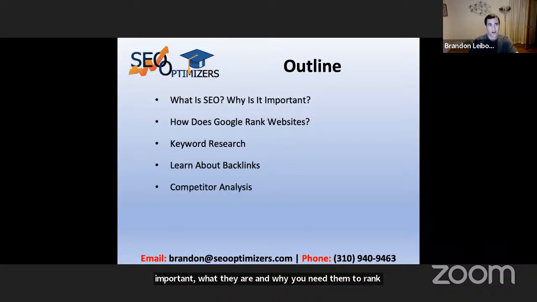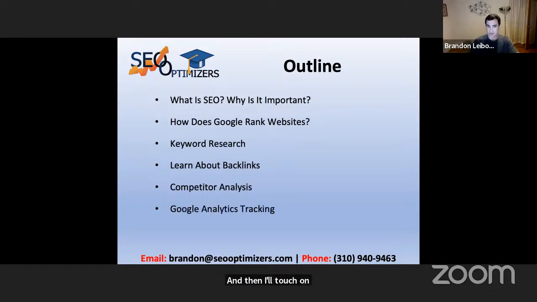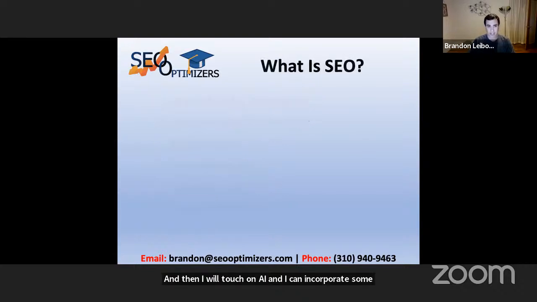And then I'll touch on how you could spy on your competition, see what your competitors are doing. Talk a little bit about analytics, because if you're not tracking, you're just really going at it in the dark, and you need to track everything. And analytics is free from Google. And then I will touch on AI and how you can incorporate some AI into your SEO strategy.